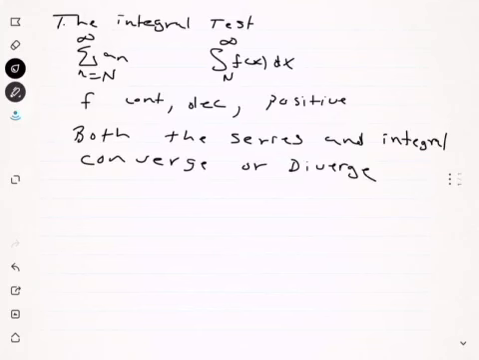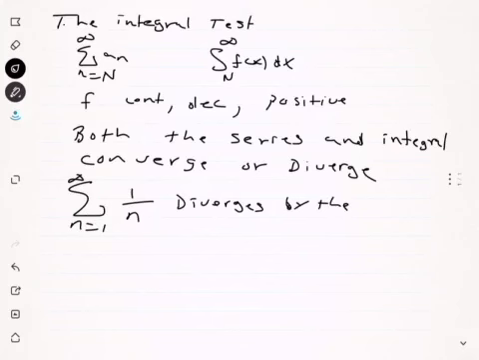So I'm gonna show that this series diverges by the integral test. I'm just gonna say IT for integral test, okay? That way I don't have to write it. So when you take the integral from 1 to infinity of 1 over x, this is the function corresponding to 1 over n.